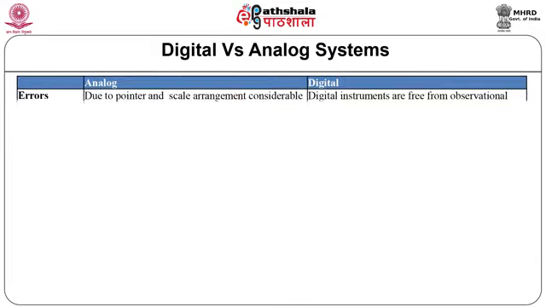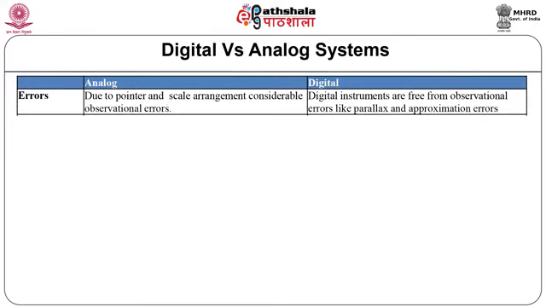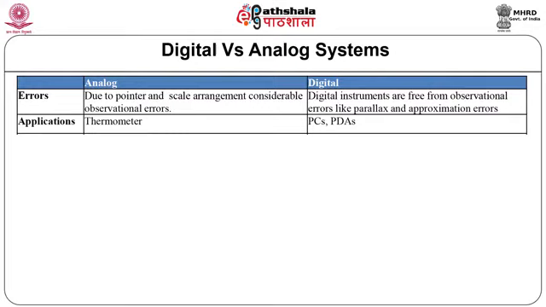The next parameter for the comparison is errors. Due to pointer and scale arrangement, there is a considerable amount of observational errors, whereas in case of digital systems, the instruments are free from observational errors like parallax and approximation errors. Let us consider an application of analog system, that is a thermometer, whereas for digital systems the examples could be PCs and PDAs.